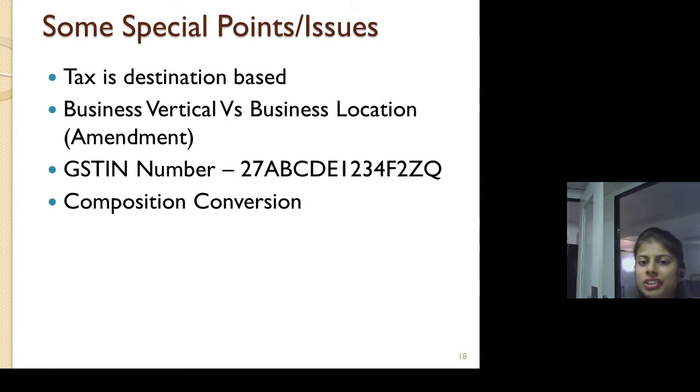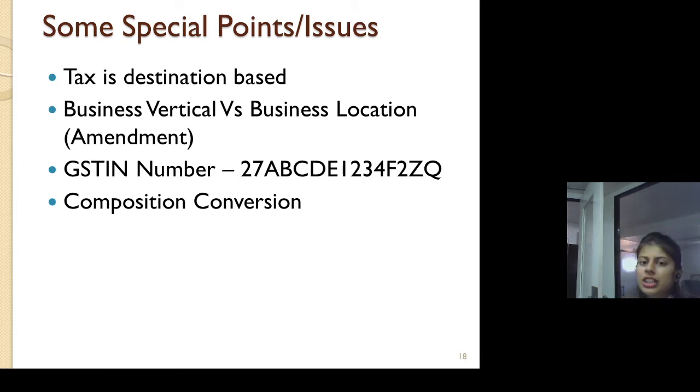Next is business vertical versus business location. An important amendment had taken place. Earlier it was like this: in a state, if I'm doing various business verticals, take a registration for each such business vertical. Business vertical means various other types of business which I am doing in a particular state. If I am doing two types of business, I was supposed to take a registration for them both.